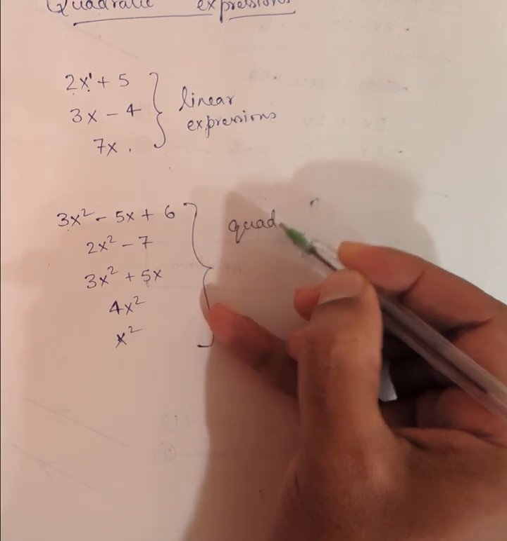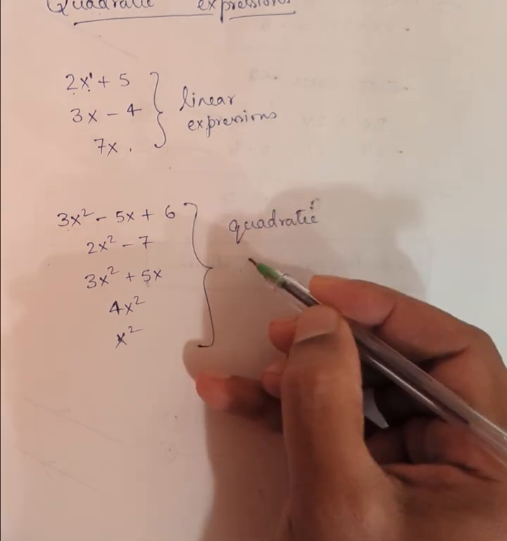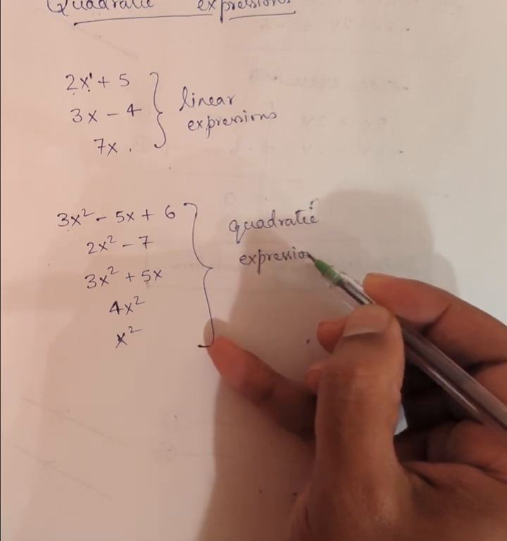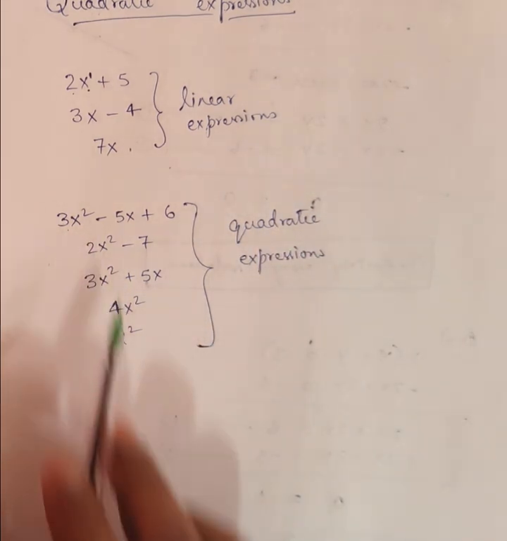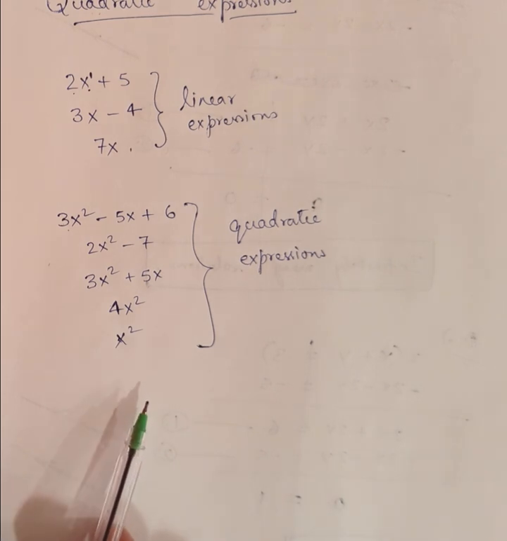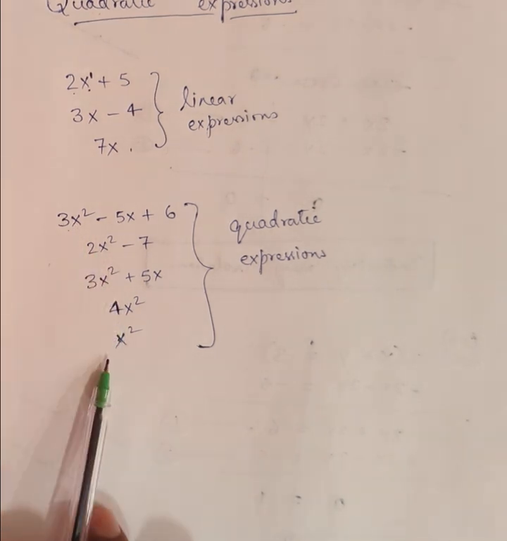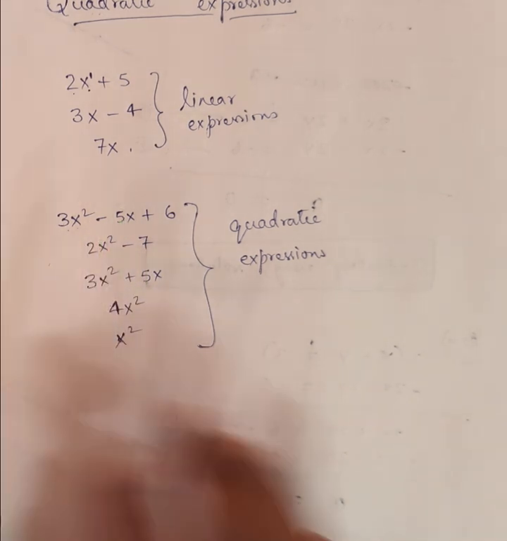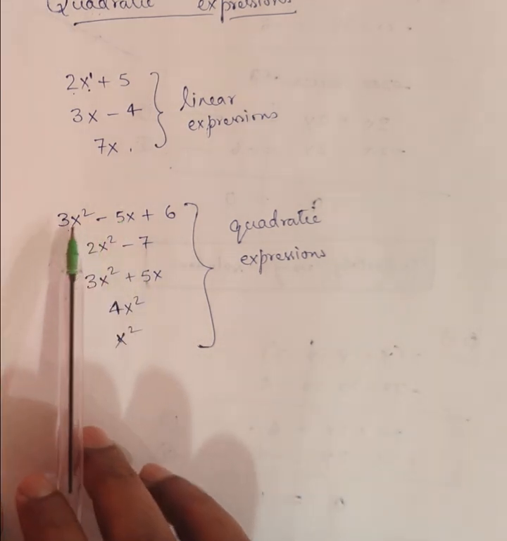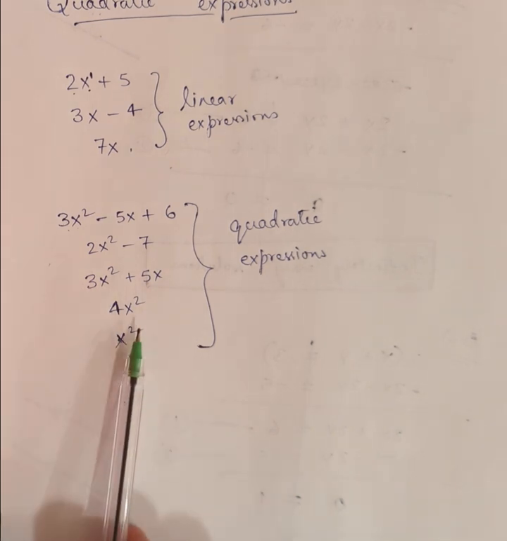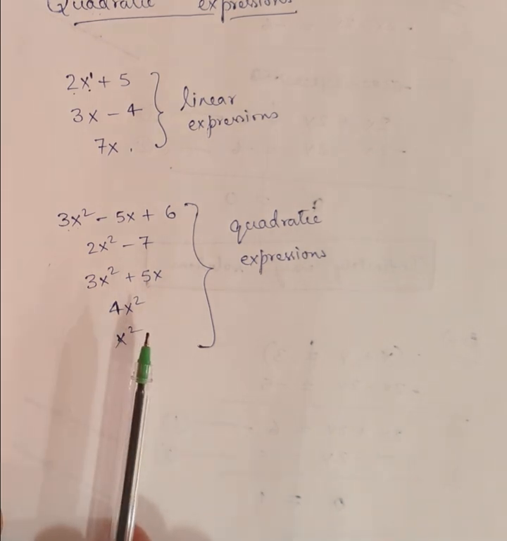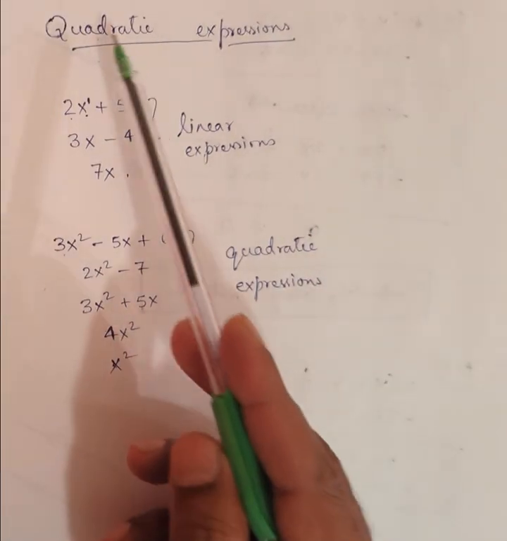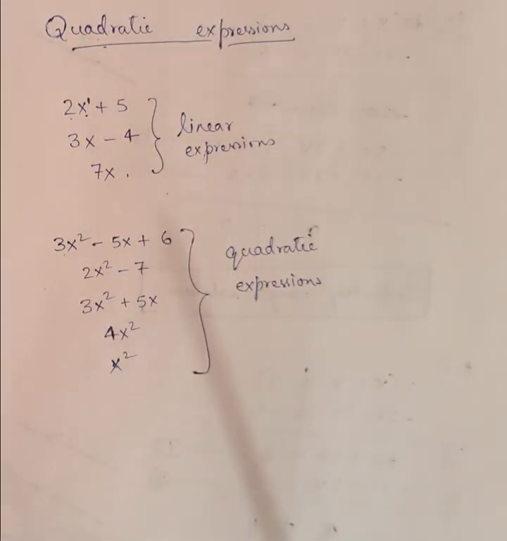So what are quadratic expressions? An expression in which the highest power of the variable is 2. Now, if you were to graph this, you're not going to get a straight line because these are not linear expressions. We don't have an equation yet, but we will first talk about expressions, and then in subsequent videos we'll talk about quadratic equations and quadratic functions.